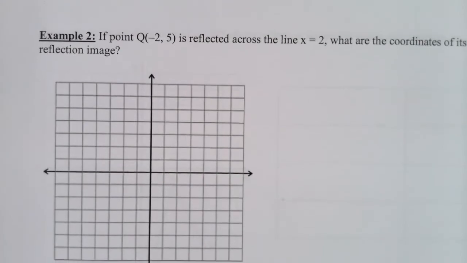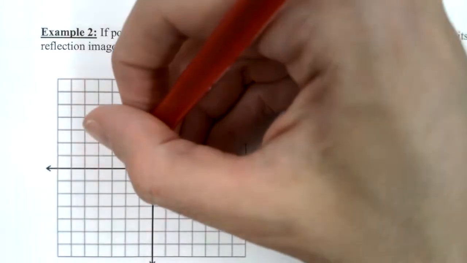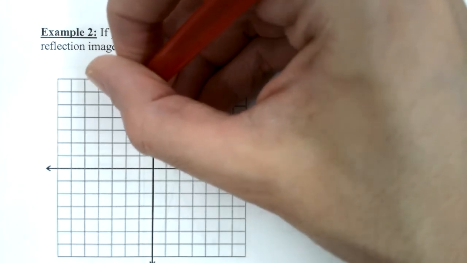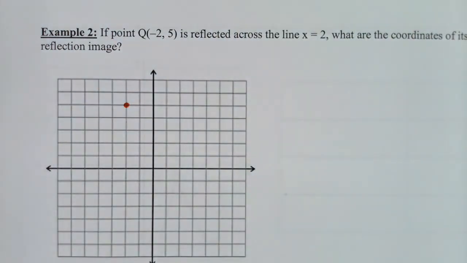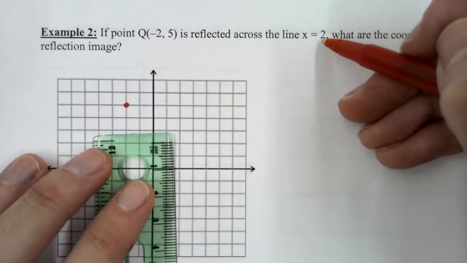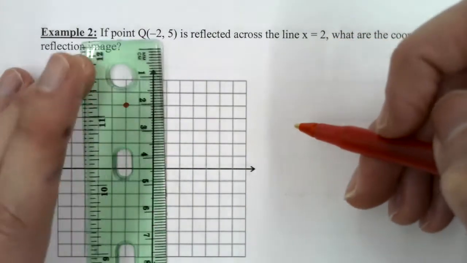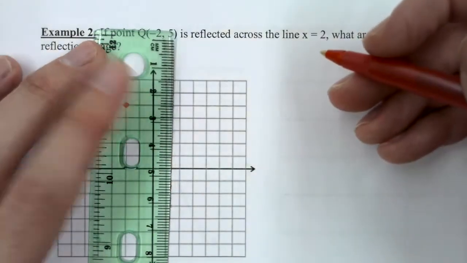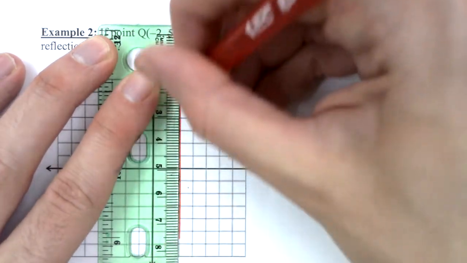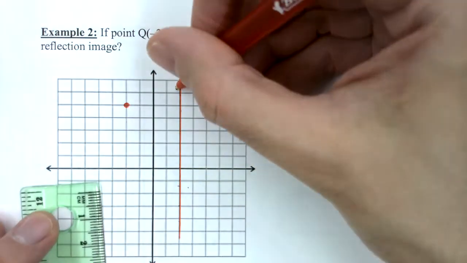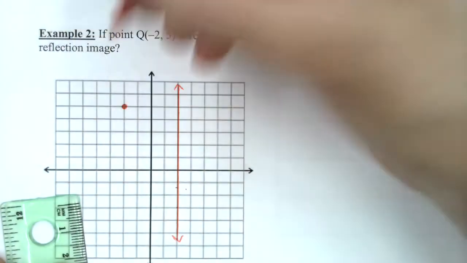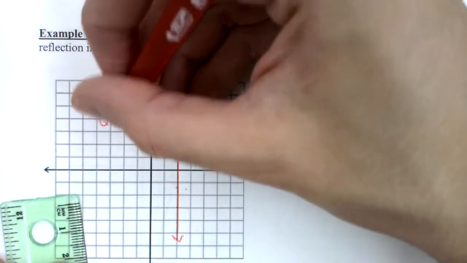If point Q, let's graph it, negative 2, 5, is reflected across the line x equals 2. So again, think back to algebra 1. Whenever you have x equals a number, that's a vertical line at that number. So this is going to be a vertical line at 2. I'll label this is Q, negative 2, 5.